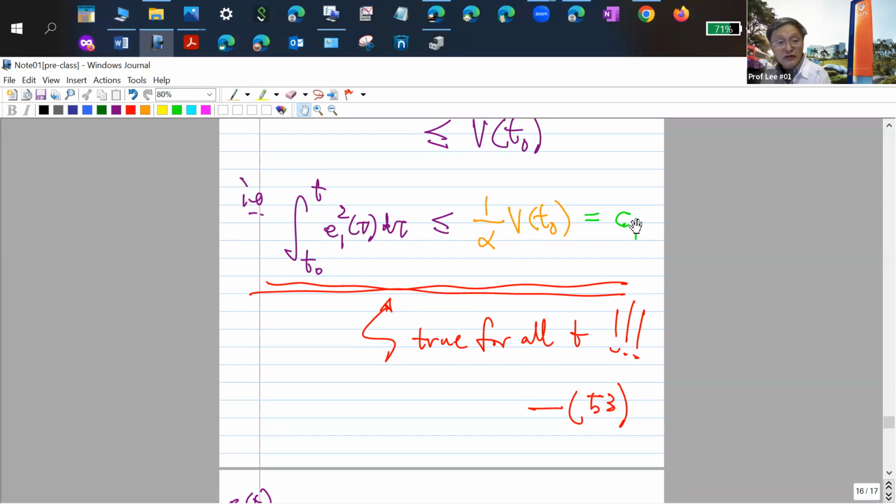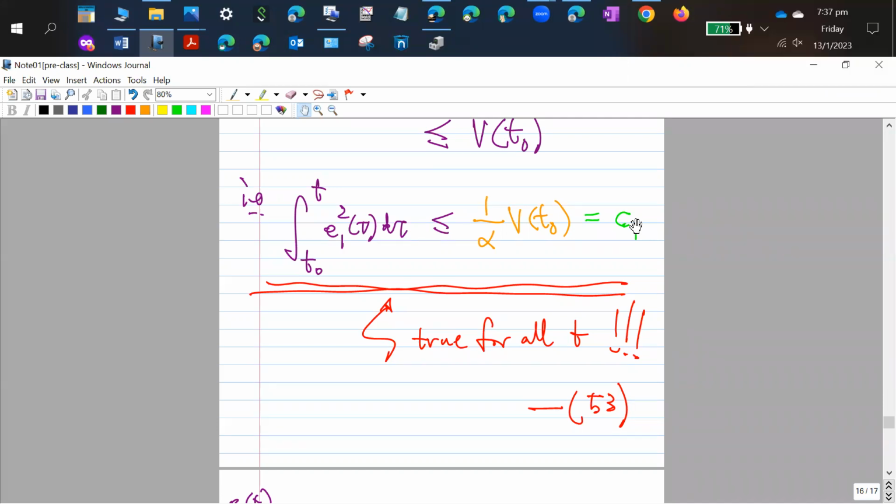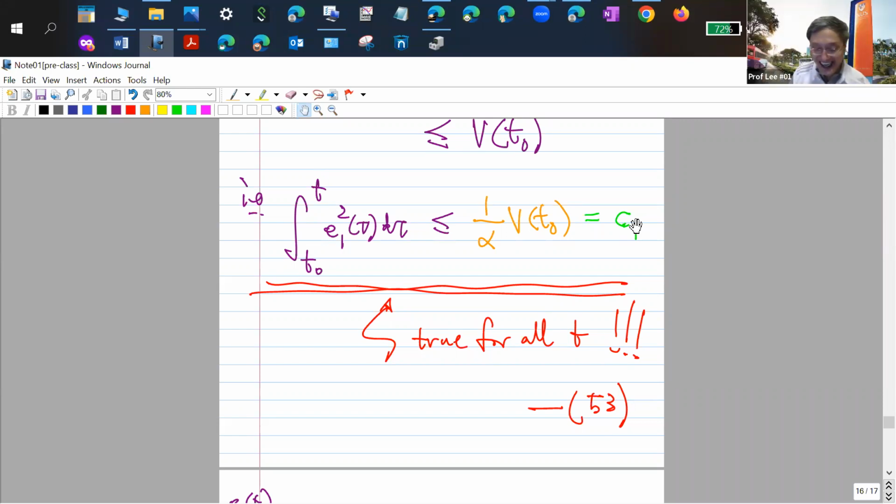In the language of signals and systems, this is a square integrable signal belonging to the class of L2 signals. I don't know whether in your undergraduate signals and systems you looked at L2 signals or not, but L2 signals will come out. So this is an L2 signal, belonging to the class of L2 signals. Our adaptation has guaranteed this.